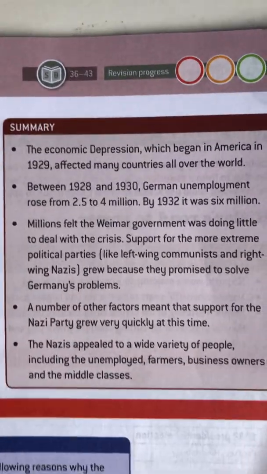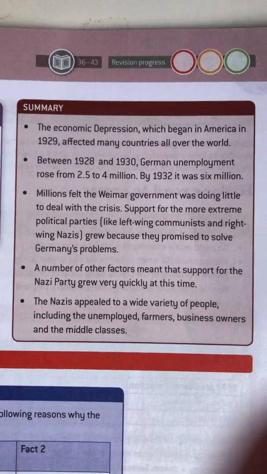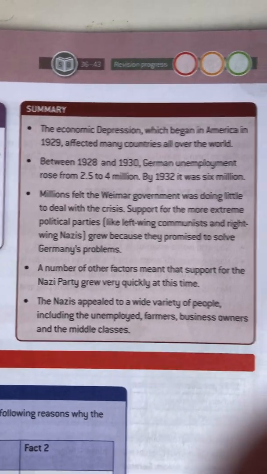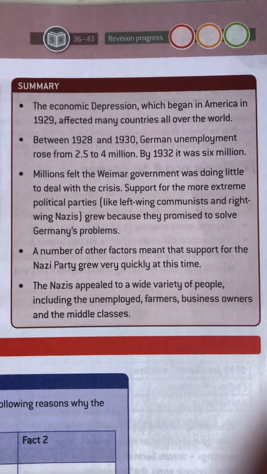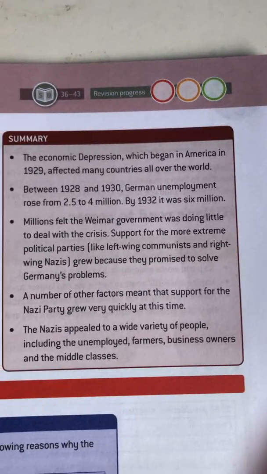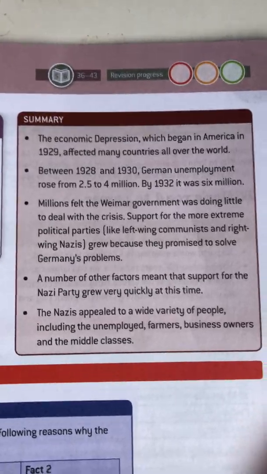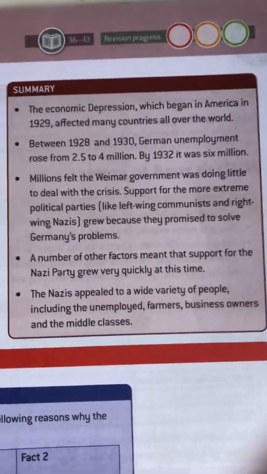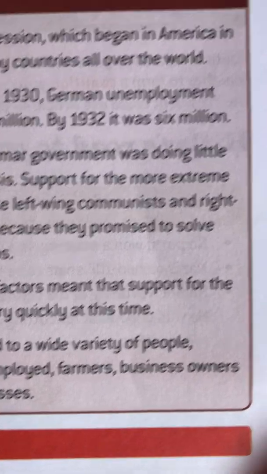In summary, the economic depression, which began in America in 1929, affected countries all over the world. Germany was one of the most affected due to its reliance on American loans. Unemployment rose from 2.5 million to 4 million by 1930, and by 1932, 6 million were unemployed. That is a key number to remember. Always useful to have in an exam answer. 6 million unemployed by 1932.